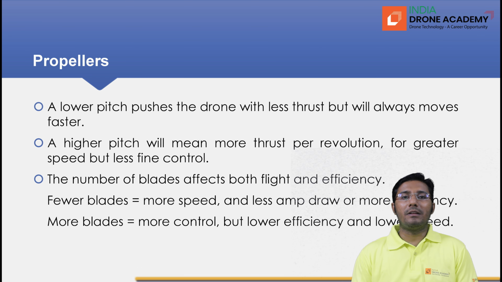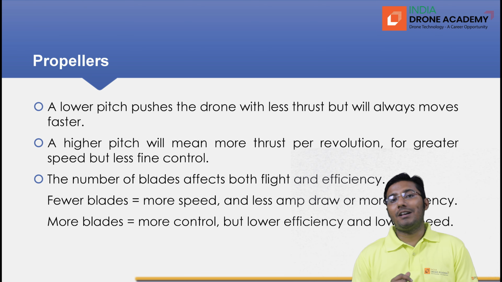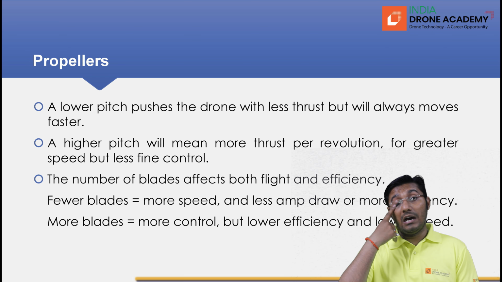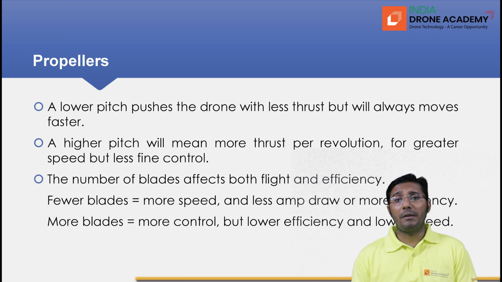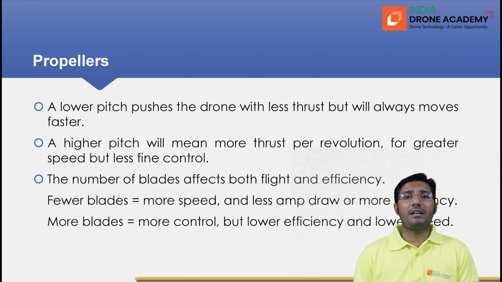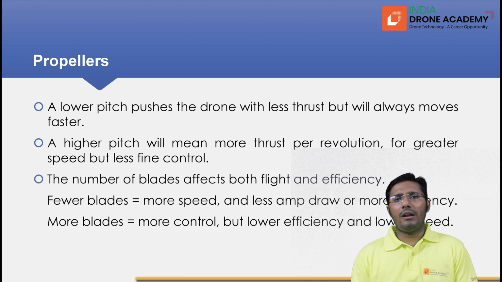A lower pitch propeller pushes the drone with less thrust, but it will always move fast. However, a higher pitch will mean more thrust available per revolution, and this is for achieving greater speed, but the controls are comparatively less. The number of blades also affects the flight efficiency. If there are fewer blades, it means more speed, and less current draw or more efficiency. In contrast, a greater number of blades will mean more control, but lower efficiency and lower speed.